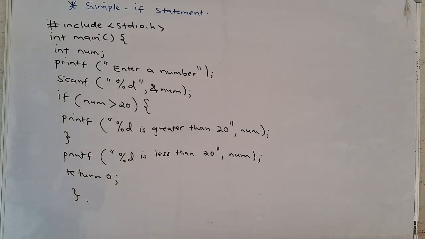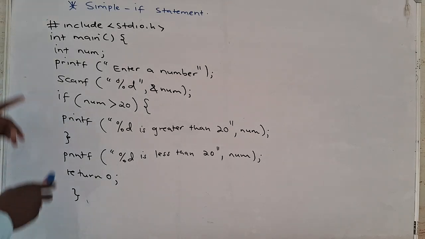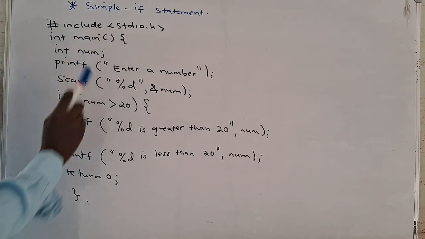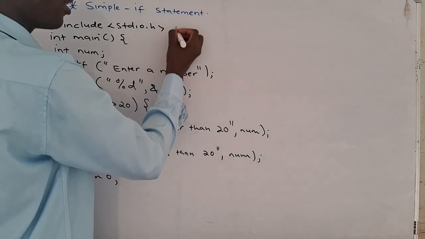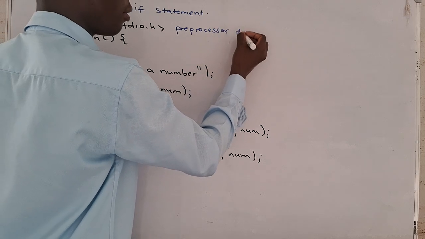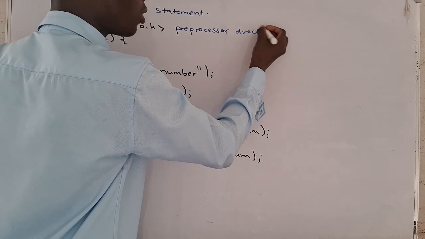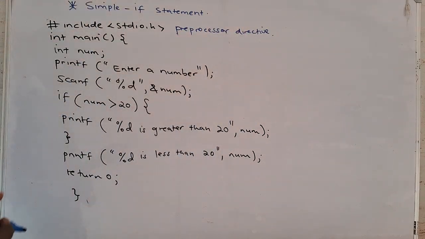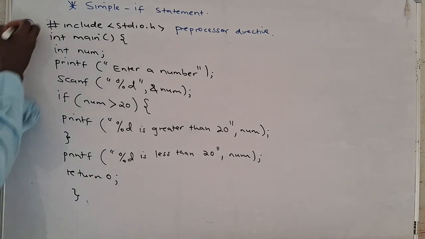So this is a small program. Let's check. We would like to find out the output of this program. The first statement is hash include stdio.h. What is this? This is nothing but a preprocessor directive. So the compiler is going to check for this preprocessor directive first. This is my statement number 1.